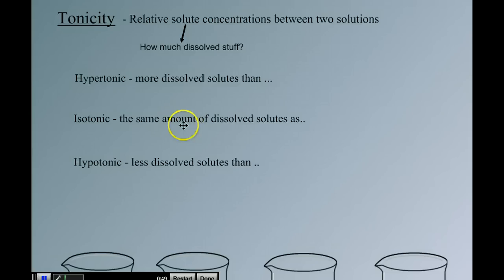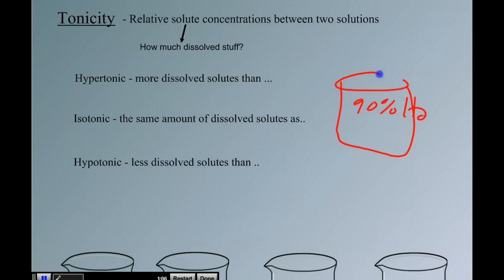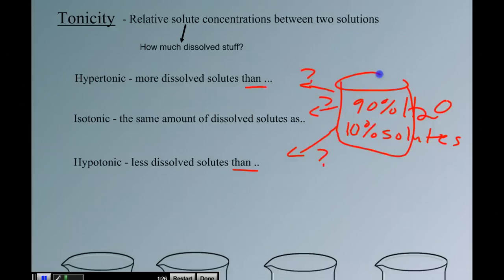Now notice how I wrote this. More dissolved solutes than, the same amount of dissolved solutes as, or less dissolved solutes than. And the reason I make that obvious is because of this. If I were to give you a solution and tell you it's 90% water and 10% solutes, maybe salts or sugars or whatever, and I ask you, is this solution hypertonic, isotonic, or hypotonic? You can't answer because it has to be in comparison. Is it hypertonic to something, hypotonic to something, or the same as something else? I have to have another solution to compare it to. So no solution is hypertonic, hypotonic, or isotonic in isolation.